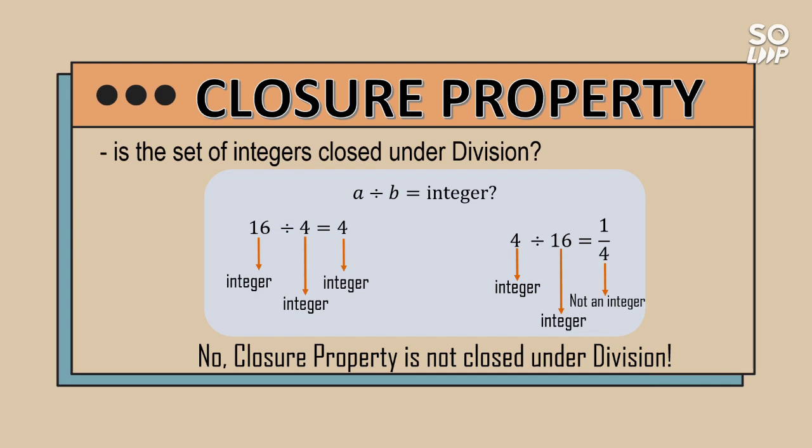But there is a counterexample for this. For example, 4 divided by 16 is equal to 1/4. The resulting quotient is 1/4, which is a fraction and not an integer. So, not all two integers when divided yield a quotient that is an integer, like 4 divided by 16. Therefore, is division closed under closure property? The answer is no. Closure property is not closed under division.